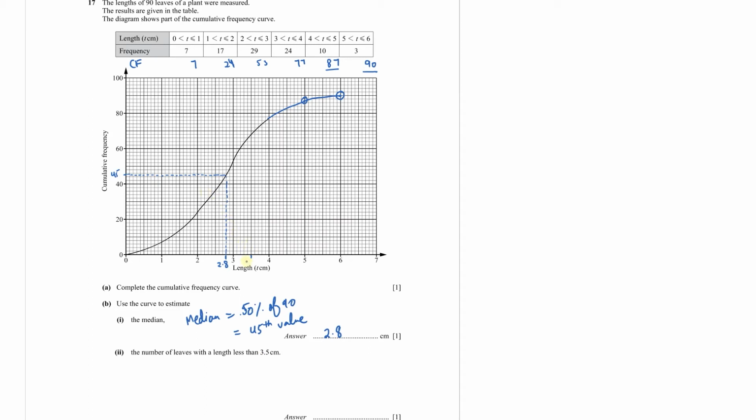3.5 is here in between 3 and 4. So this is the line representing 3.5. Let me quickly mark this and see where this line intercepts the cumulative frequency curve. It's at this point. This is the line of 70, and it is one small block below. If I continue it here, I think it will be 68, right? Yeah, so this is 70 and this is one small block below. So this will be 68. So the number of leaves with the length less than 3.5 centimeters is 68.